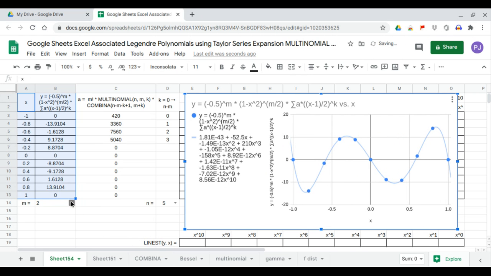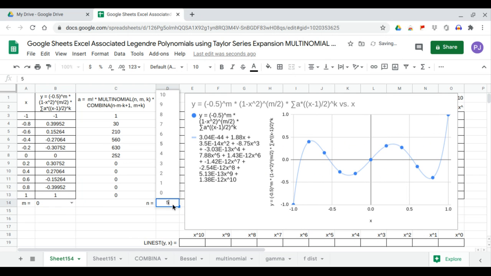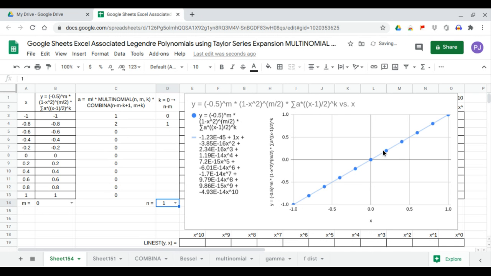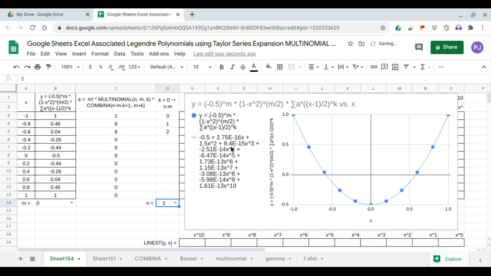So if both m and n are 0, we have the value y equals 1. At n equals 1, that's x. And n equals 2, that's minus 0.5 plus 1.5 x squared. We'll calculate this using LINEST.